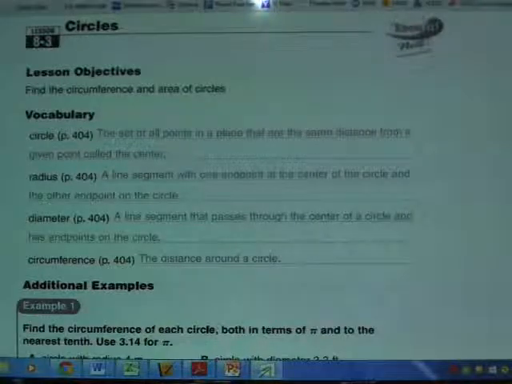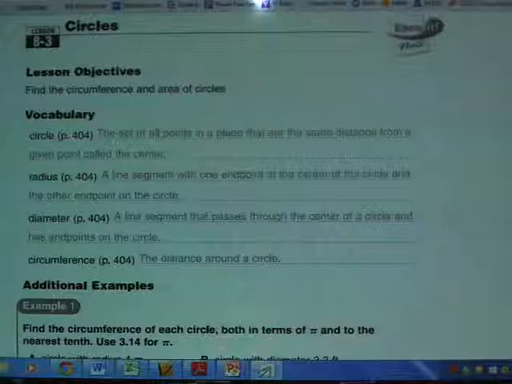This is a presentation of Chapter 8, Section 3 in the 8th grade textbook entitled Circles. Our objective here is to find the circumference and area of circles.